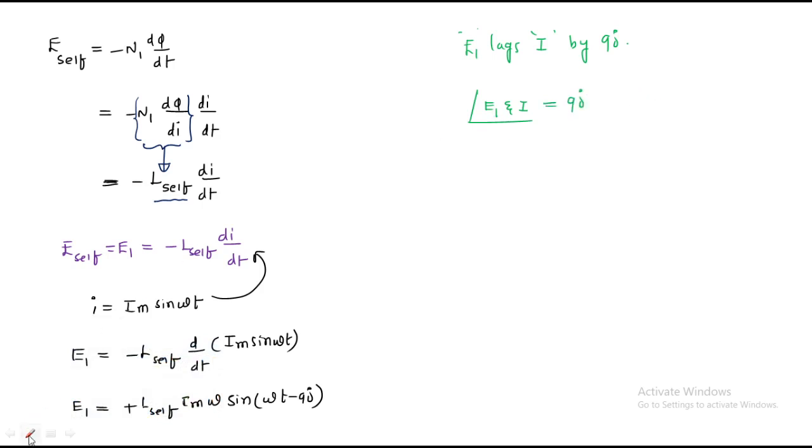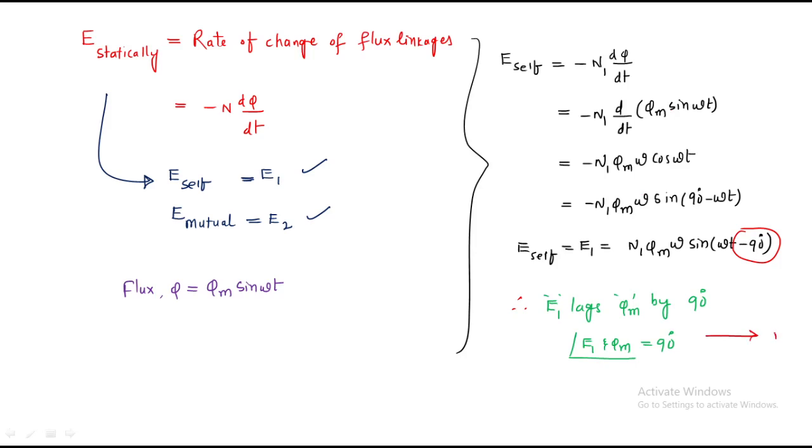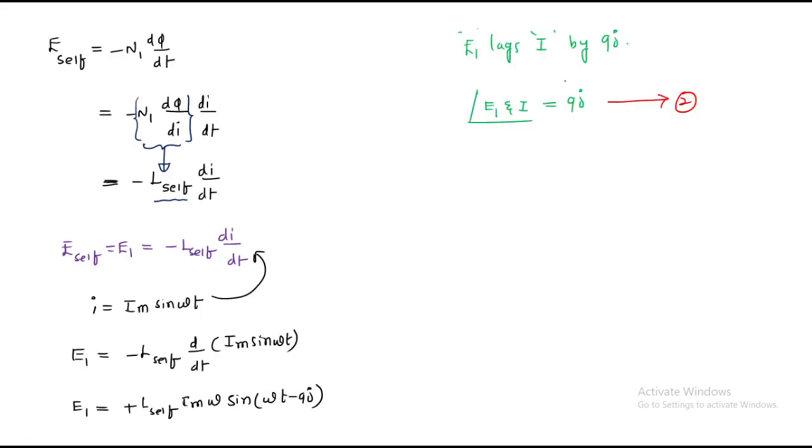This is, let us take, this is 2 and the previous one, this is 1. So see, the angle between E1 and phi m is nothing but 90 degrees. Like that, the angle between E1 and current is 90 degrees, which means what? Simultaneously, both voltage and flux develop instantaneously, right? Simultaneously.